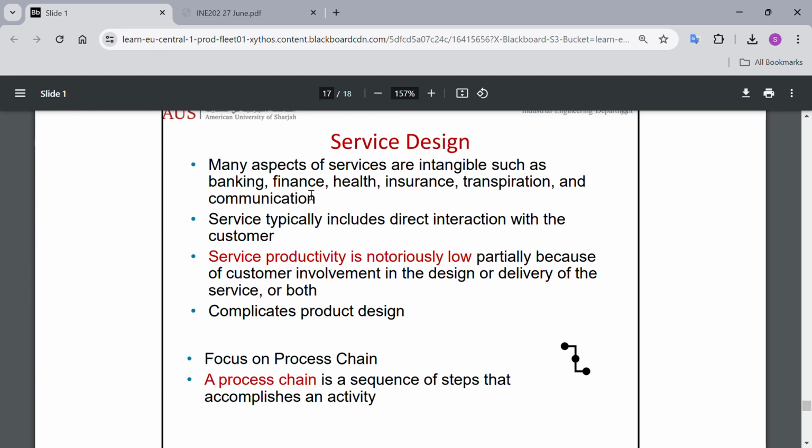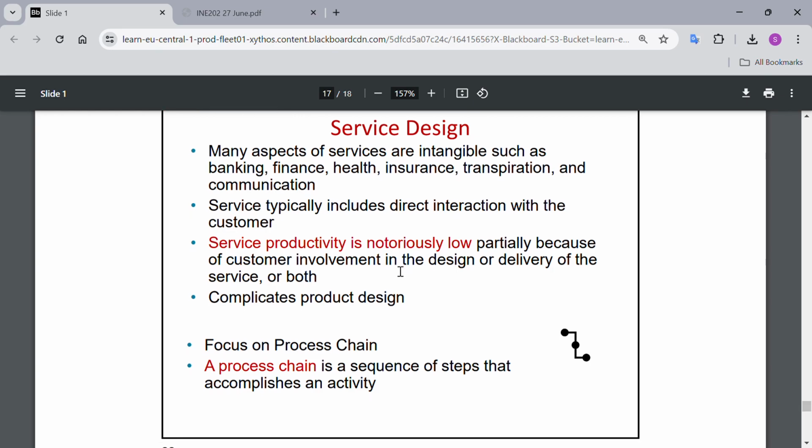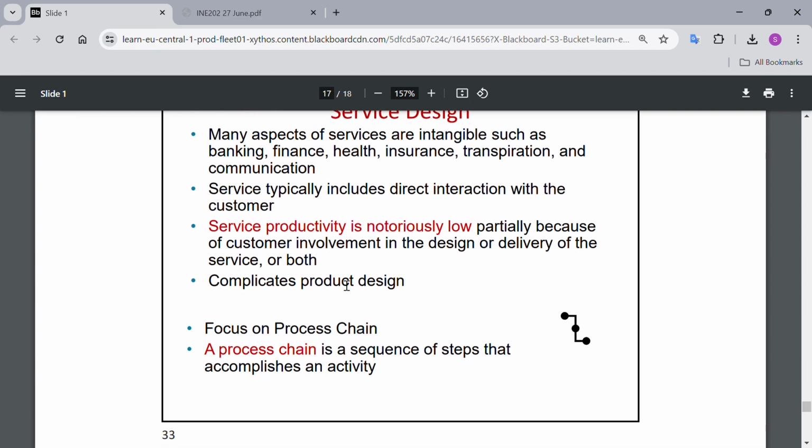Also, fintech apps and online apps, online companies' websites that provide services. These are all intangible products, and these may require different approaches. And then services typically include direct interaction with the customer. So you need to interact with the customer. And the productivity of it is notoriously low. And this is because of the customer involvement in the design or delivery of a service or both.